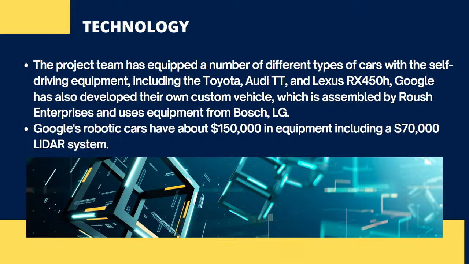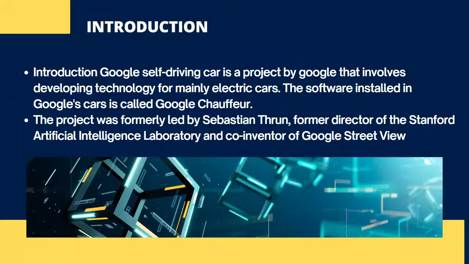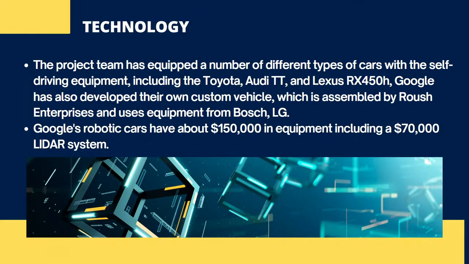Then, technology. The project team has equipped a number of different types of cars with the self-driving equipment, including Toyota, Audi TT, and Lexus RX 450h, and Google has developed its own custom vehicle, which is assembled by Roush Enterprises and uses equipment from Bosch and LG. That is the car that we just saw here. This is Google's own car. First they implemented it in different types of cars, and afterwards they made their own vehicle.